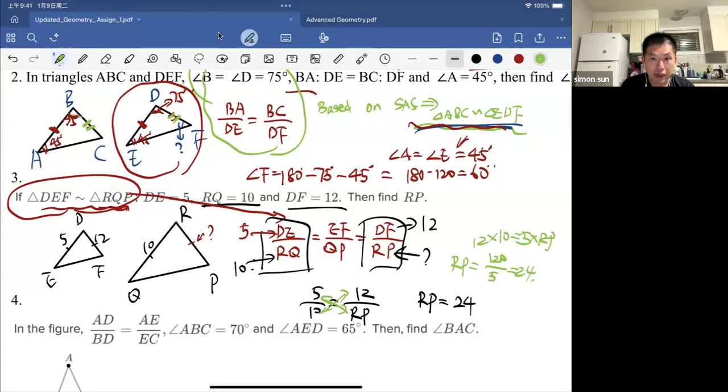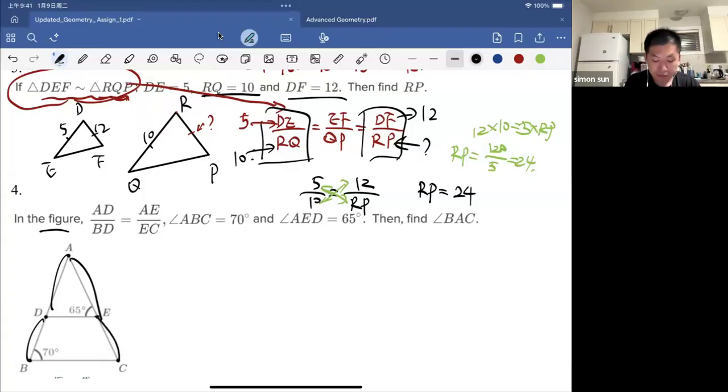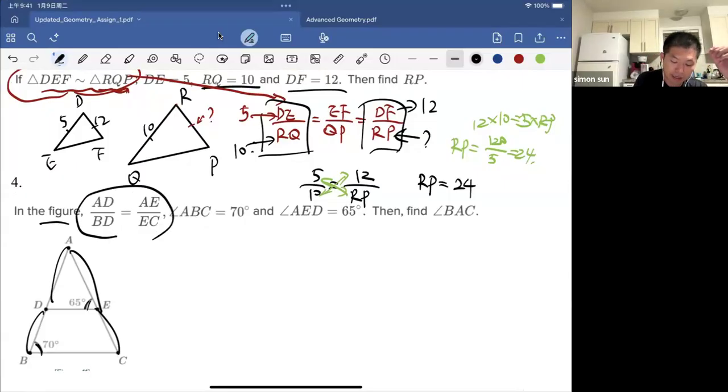Okay, that's the third one. Number 4. In this figure, AD over BD is equal to AE over EC. The angle ABC is 70 degrees, and AED is 65 degrees. Now take a look at this one: AD over BD is equal to AE over EC.